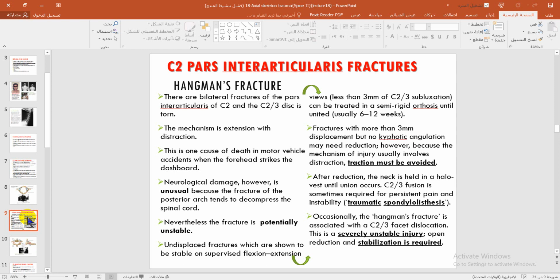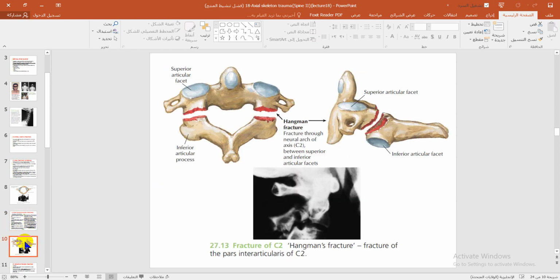This is called traumatic spondylolisthesis. Occasionally, the Hangman fracture is associated with C2-C3 facet dislocation. This is a severely unstable injury, and open reduction and stabilization is required. Here you see the Hangman fracture in the posterior element, and this is the posterior element going posteriorly. So there is separation of the canal, of the spinal canal, more space for it.